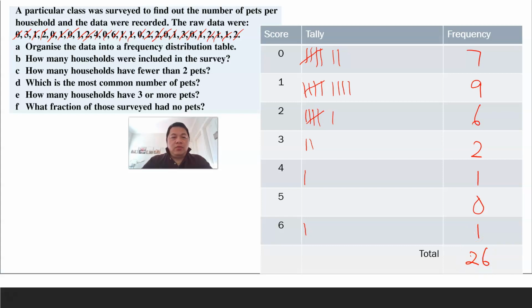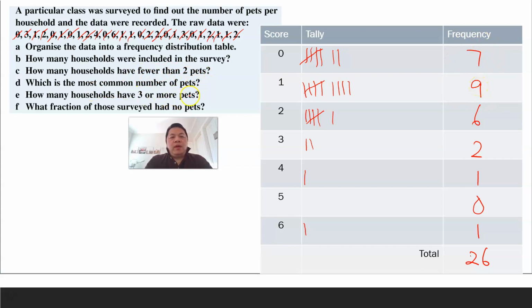So this is how we actually do a frequency distribution table. From here you can find out how many households were included in the survey, which is the total here. How many households have fewer than 2? Fewer than 2 means you don't include 2, so you only have 16 of them here.